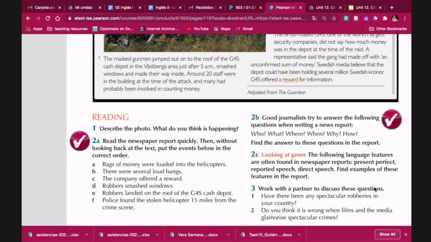Okay, good, guys. So you see, good journalists try to answer the following questions. Who, what, where, why, and how. That's why the WH words are so important. Porque hay textos como este que es un newspaper report. This is a kind of paper in which you need to find the answers to all of these questions, okay?